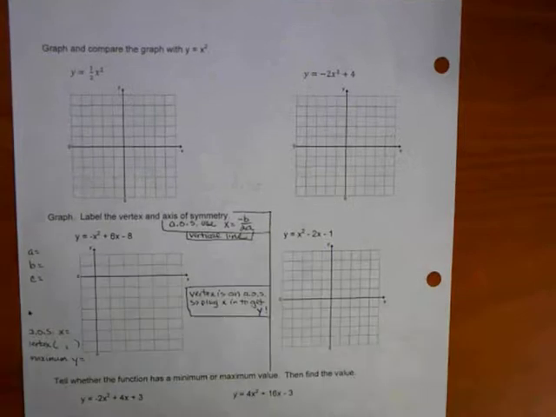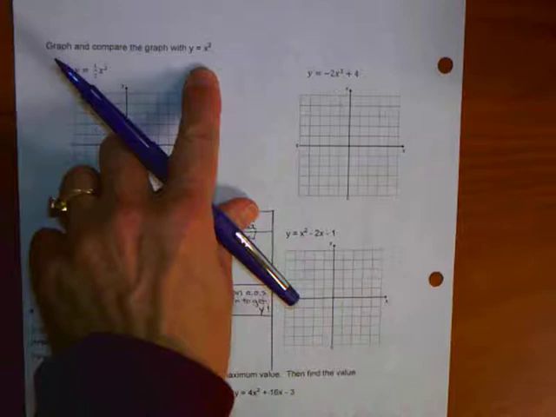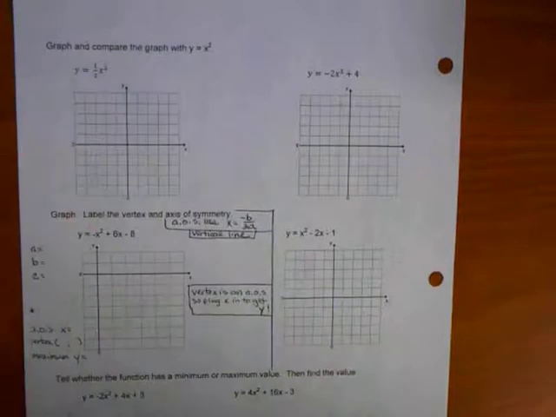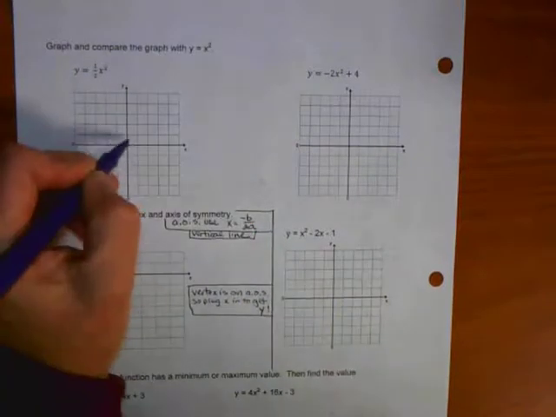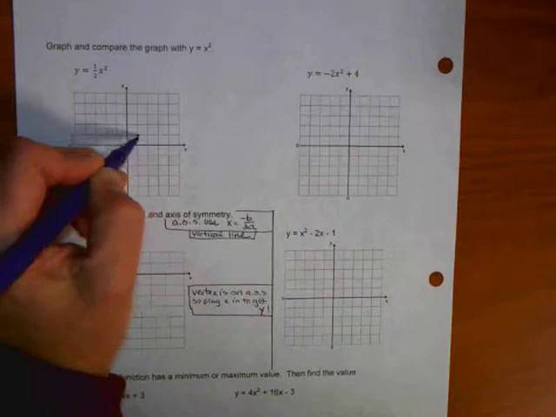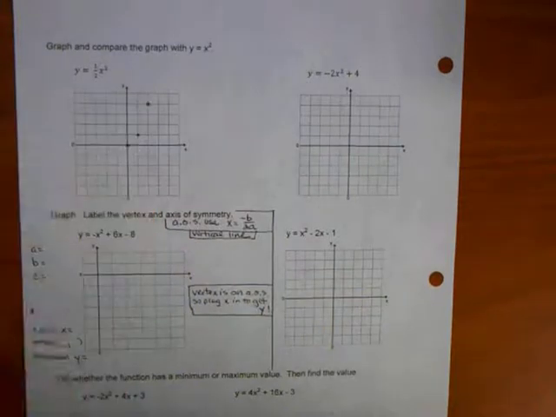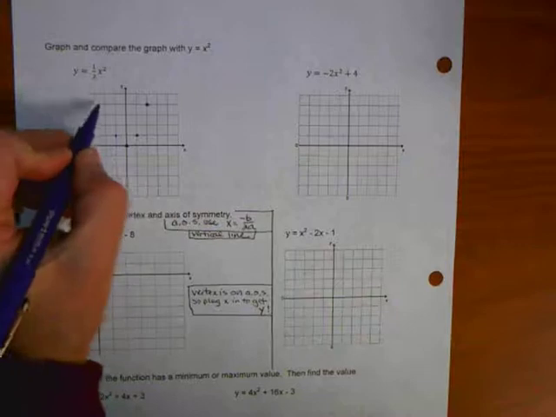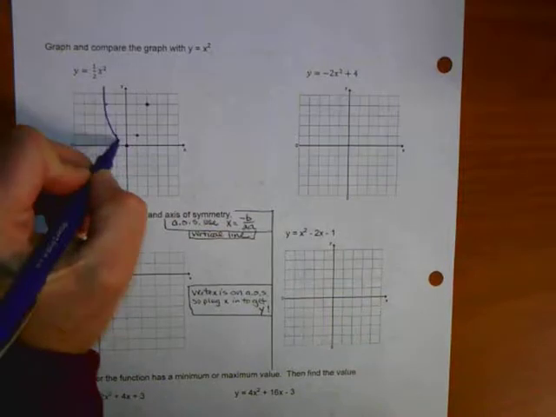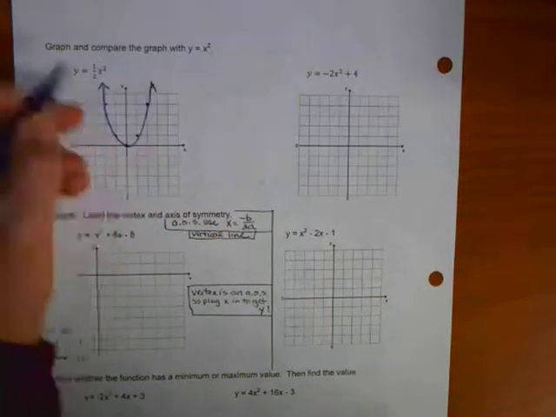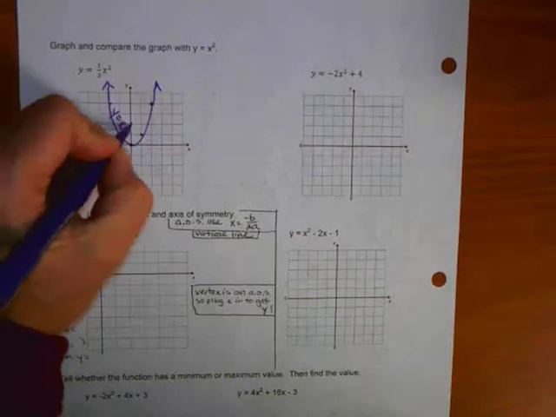Okay, so one thing you're going to have to do is compare this graph to the graph of y equals x squared. So I want you to draw the graph of y equals x squared. You should be pretty good at it now. It's 0, 0, 1, 1, 2, 4. And then it's just reflecting over that axis of symmetry, and it's like this. This is y equals x squared.